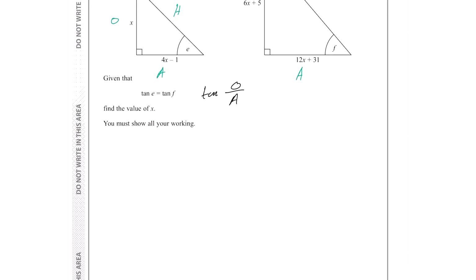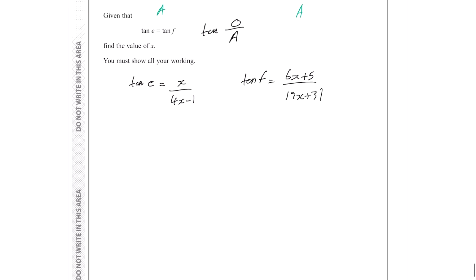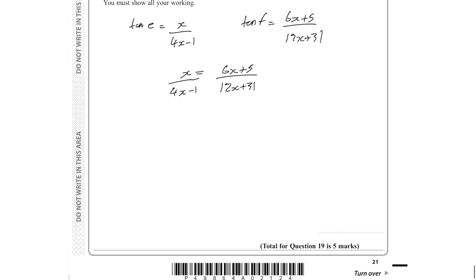And then we can write tan E as opposite, which is x, over adjacent, which is 4x minus 1, and tan F can be written as 6x plus 5 over 12x plus 31. And now because these two are equal, we can write x over 4x minus 1 is equal to 6x plus 5 over 12x plus 31.